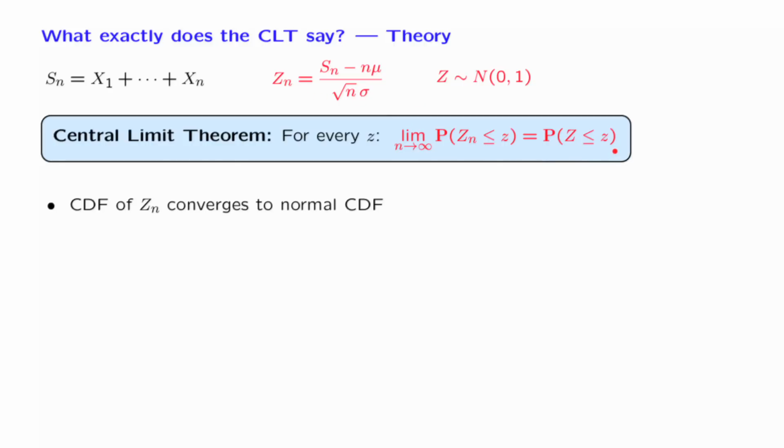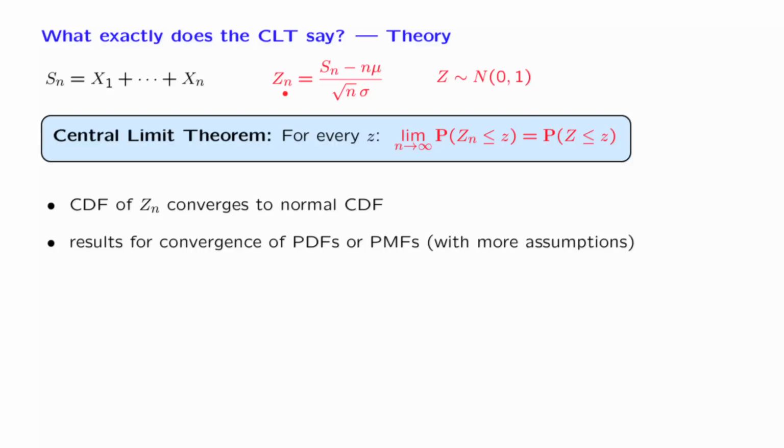So what we have is a statement about CDFs. It does not yet tell us anything specific about PDFs or PMFs. So for example, if Sn and the x's are all continuous random variables, so Zn is also continuous, you might wonder whether the PDF of Zn converges to a normal PDF. It turns out that there are results of this kind that assert convergence of the PDF or even PMF of this random variable to a normal PDF in some sense, but these results generally need a few more mathematical assumptions for the results to be valid.